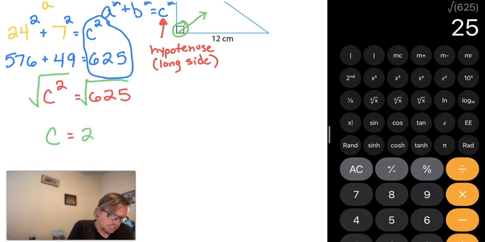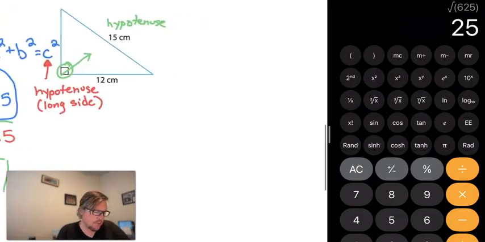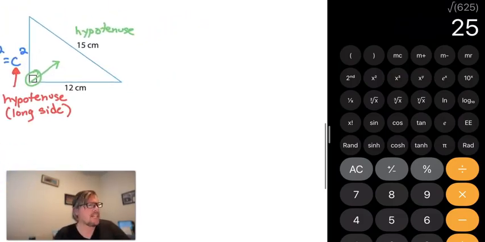So our solution here is that our missing side, our hypotenuse, is 25. A squared plus b squared equals c squared. Our c squared was 625, and then we square root 625 to find that missing side, which is 25. Okay, so what do we do in a problem like this second triangle where we had two of the sides, but one of the sides was the hypotenuse?